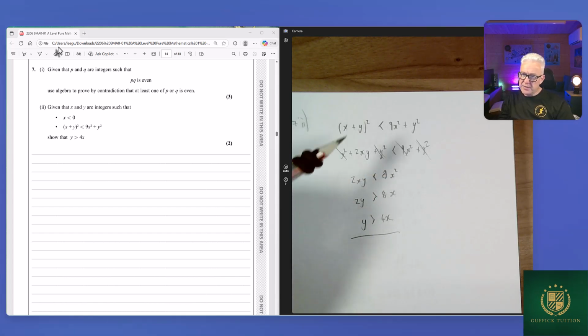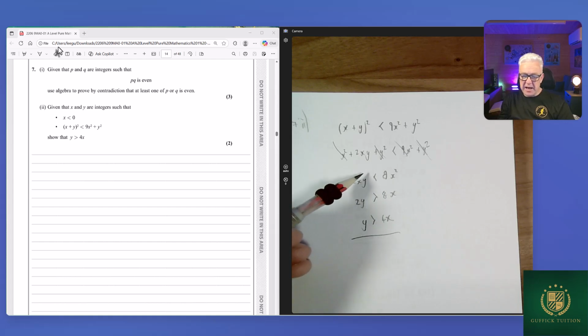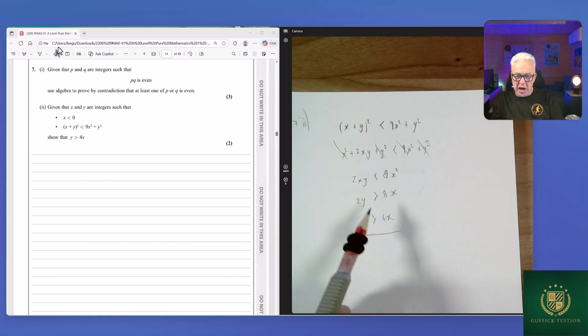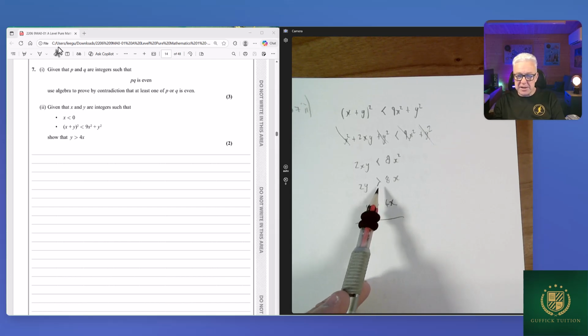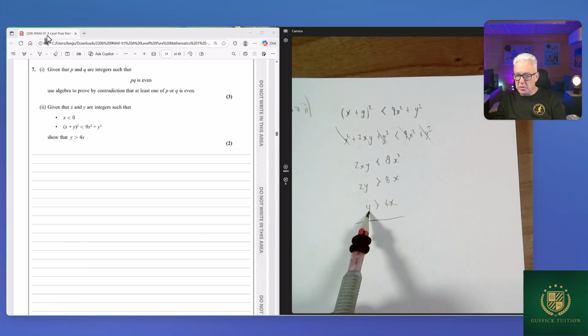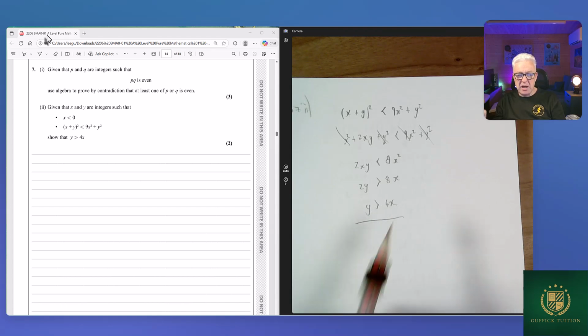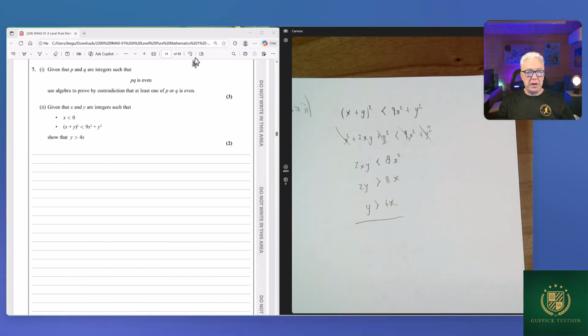We can divide both sides by x, but because x is negative, we've got to remember to change the direction of the inequality here. And then finally, the last thing is we can divide by 2. So we end up with the fact that y is greater than 4x, which is exactly what we were required to prove. Okay, I hope you found that helpful, and I'll see you in the next video.